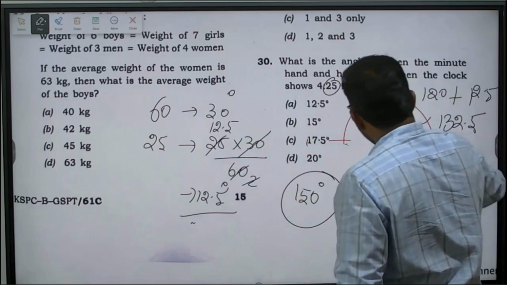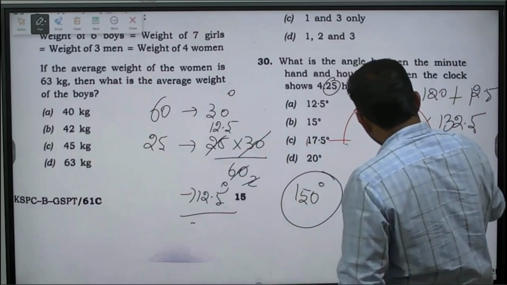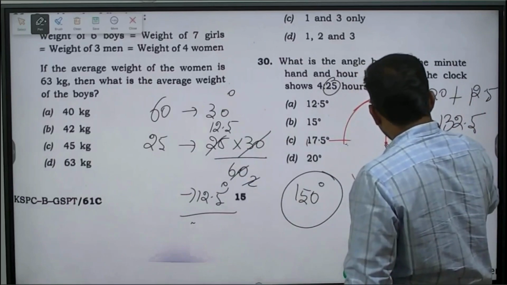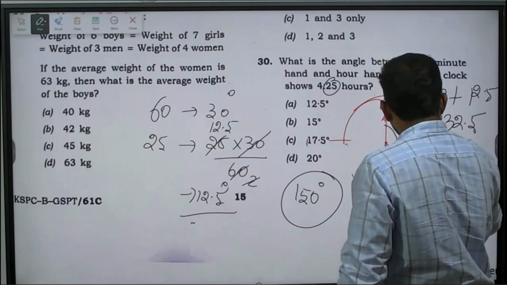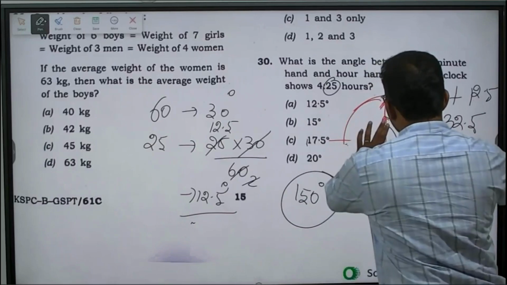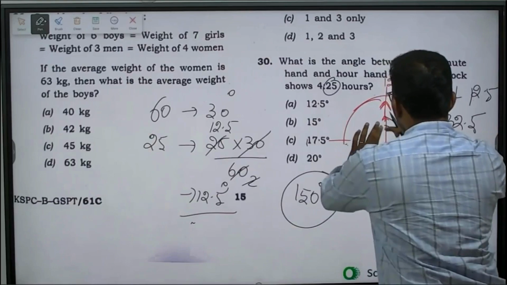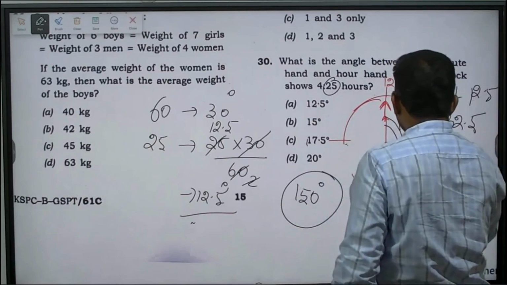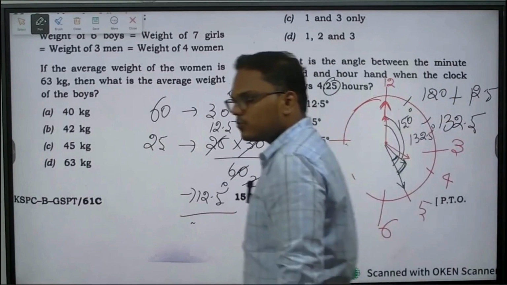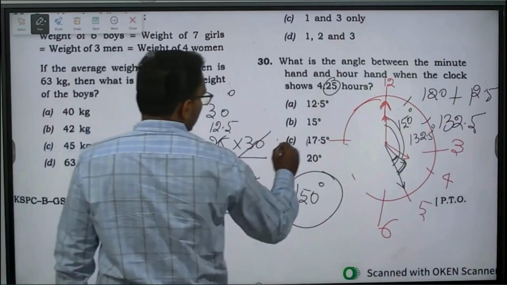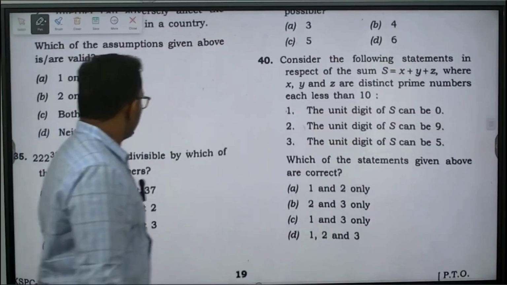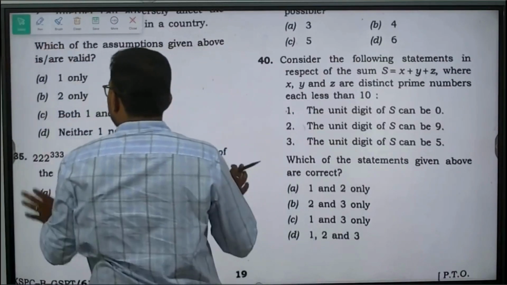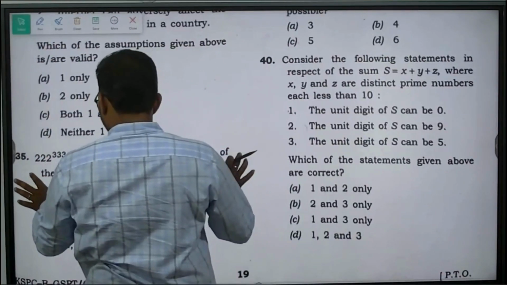So see, your minute hand, this entire thing has 150 and this is 132.5. So if you subtract this from this, you'll get the answer. That is nothing but 150 minus 132.5, which is 17.5 degrees. Okay, see, again this question might look a bit complicated, but this is something very simple.